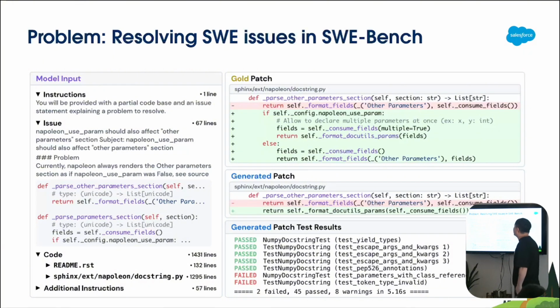Here is a more detailed example: the model input, the instructions, and what the issue looks like. The benchmark also provides a gold patch, but your generated patch can be totally different from the gold patch as long as it passes the ground truth tests.